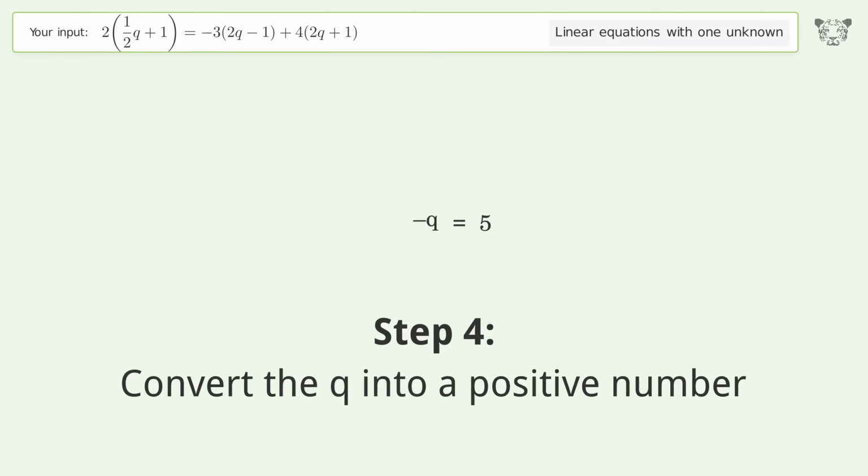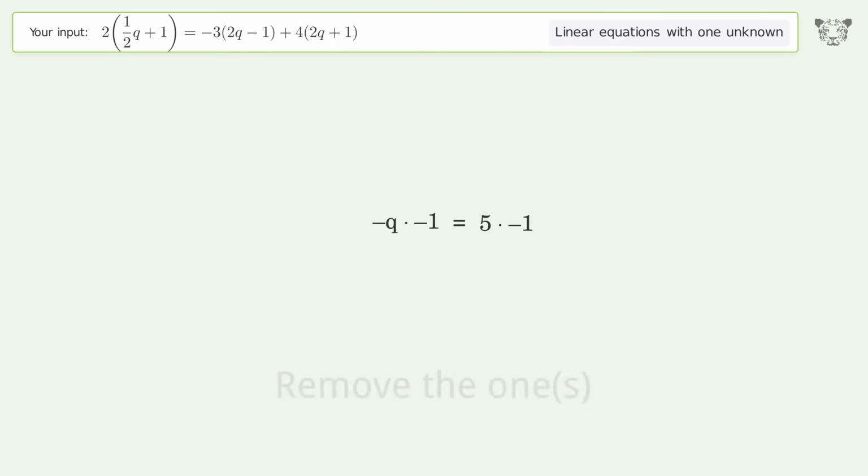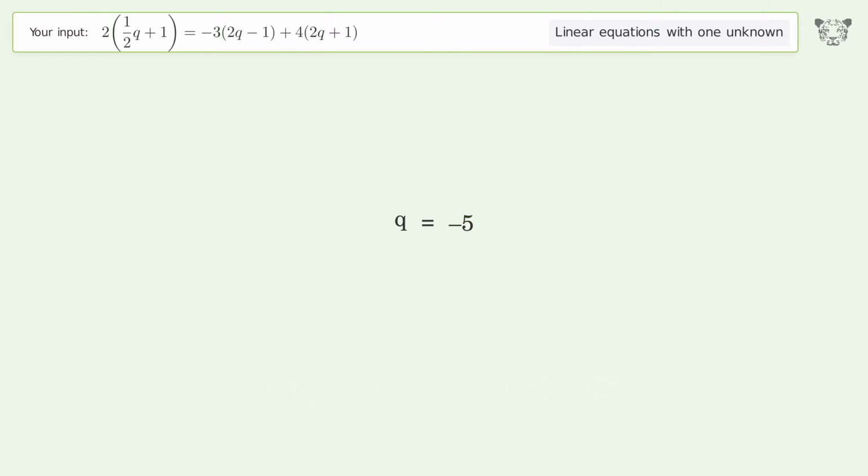Convert the q into a positive number. Multiply both sides by -1. Remove the ones. Simplify the arithmetic. And so the final result is q equals -5.